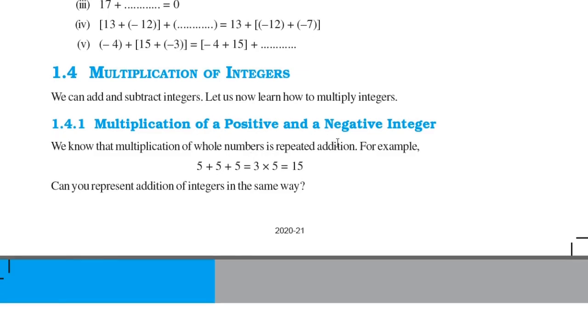For example, you can see 5 + 5 + 5 is equal to 3 times 5 is equal to 15. So 3 times 5 is equal to 3 into 5 is equal to 15. It's representing the same thing. Can you represent addition of integers in the same way? So you can try this.